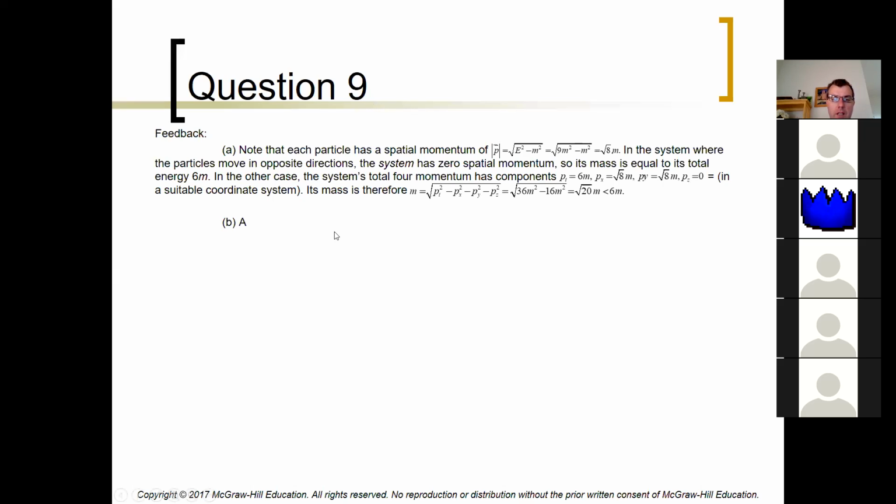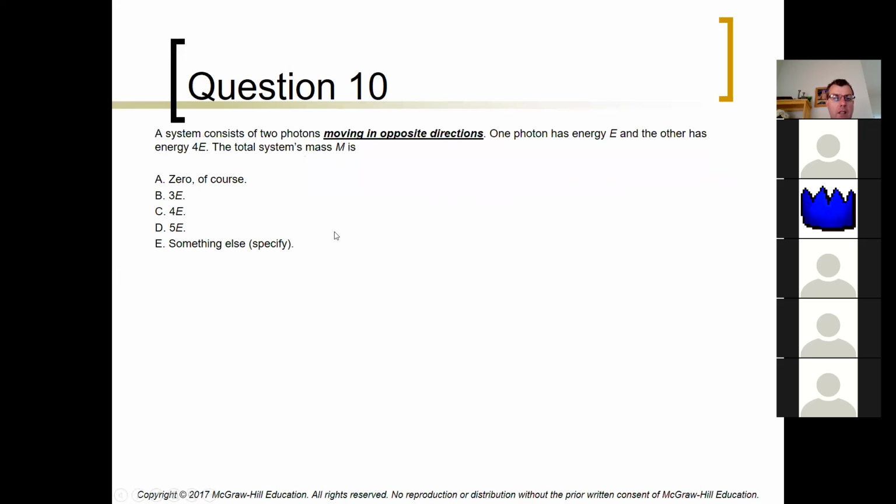All right, then let's look at the next one. We've got 2 photons moving in opposite directions, and one has energy E and the other one has energy 4E. And so the system's mass is, and now you have several choices, 0, 3E, 4E, 5E. So, what is the mass of this system?